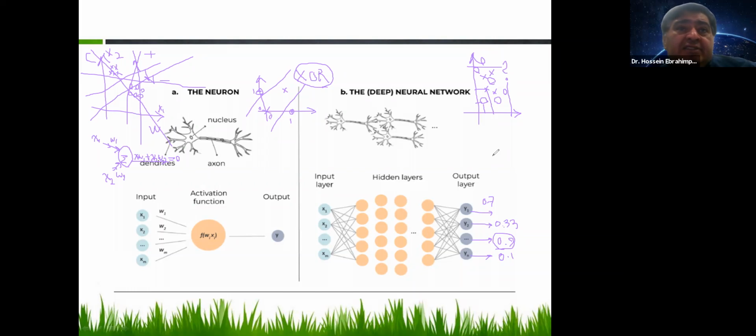But there is another type of learning that we call unsupervised learning. In unsupervised learning, you don't have training data. You just have raw data. These raw data don't have any class label. So you have plenty of fruits that you don't know.